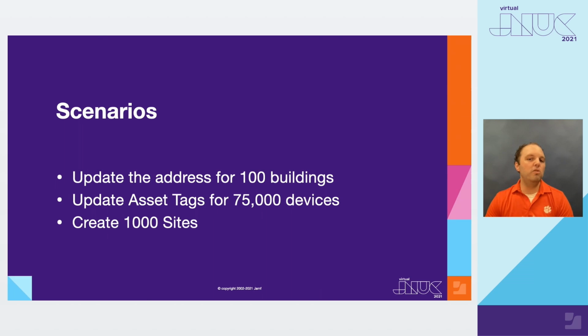But let me give you a couple of scenarios when you might consider using the API. For example, if you are using building objects to organize your Jamf Pro server, maybe you need to update the address for 100 buildings, right? You can go into the settings, buildings, edit, update the address, save. Cool, right? One at a time. But if you've got more than a couple to do, you might want to automate that process. Same thing, maybe we're going to change our asset tag system, and we need to update the asset tag for 75,000 devices. Or we need to create 1,000 sites, right? These are all things that can be done one at a time. But if you want to automate this process, the APIs can help make your life a lot easier.